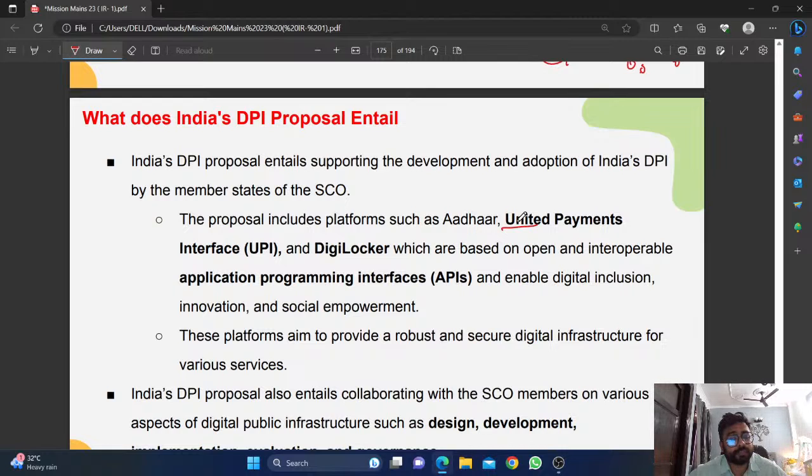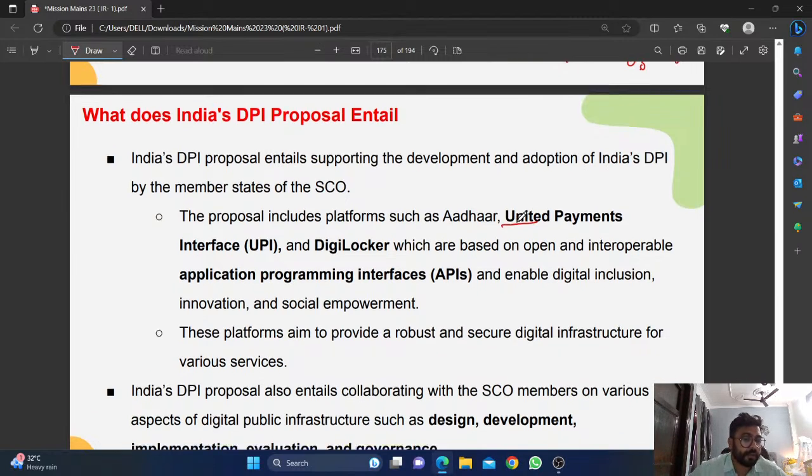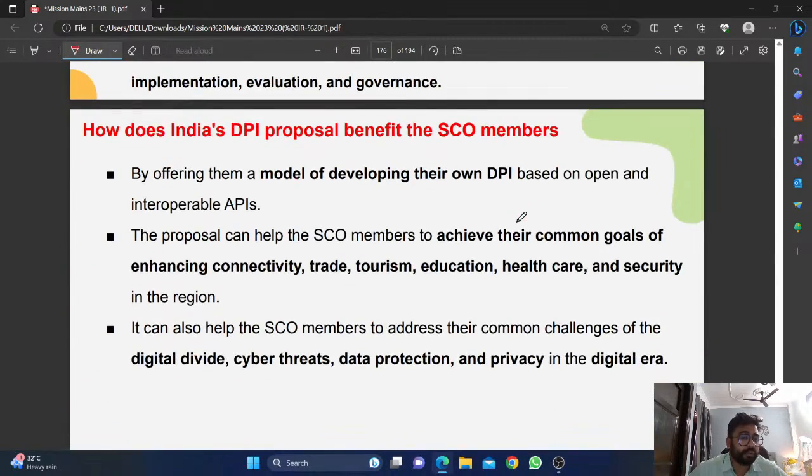Under this, what they will do, they will develop UPIs, digital lockers, DigiLockers, application programming interfaces, all of this they will accept. Then how will this benefit the SCO countries? They will offer them a model of developing their own DPIs. ये उनको हेल्प करेगा ताकि वो अपने डिजिटल पब्लिक इंफ्रास्ट्रक्चर्स बना सके.